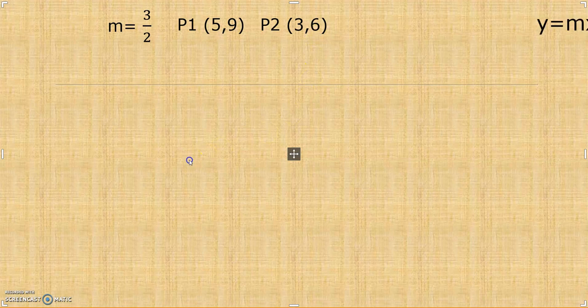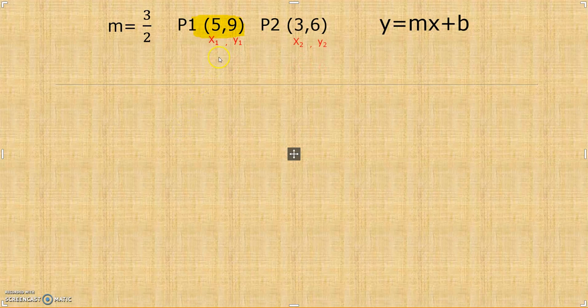Let's try to solve the y-intercept using the same given values. So we have slope of 3 over 2 and point 1 of 5 and 9. For our point 2, we have 3 and 6 because the value of y sub 2 is 6. The formula for slope-intercept is y is equal to mx plus b. So let's plug in the given values. Let's choose one point to plug in our slope-intercept formula. So I will choose point 1 here.